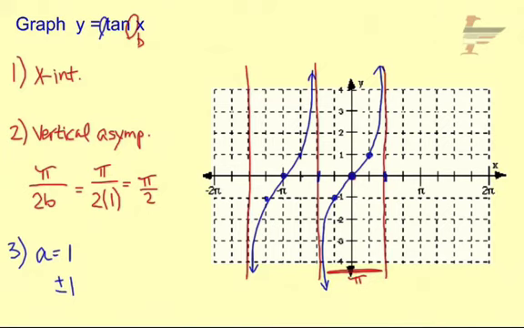And remember, those asymptotes fall where our tangent is undefined. And so those are really important. We have to remember to do that.